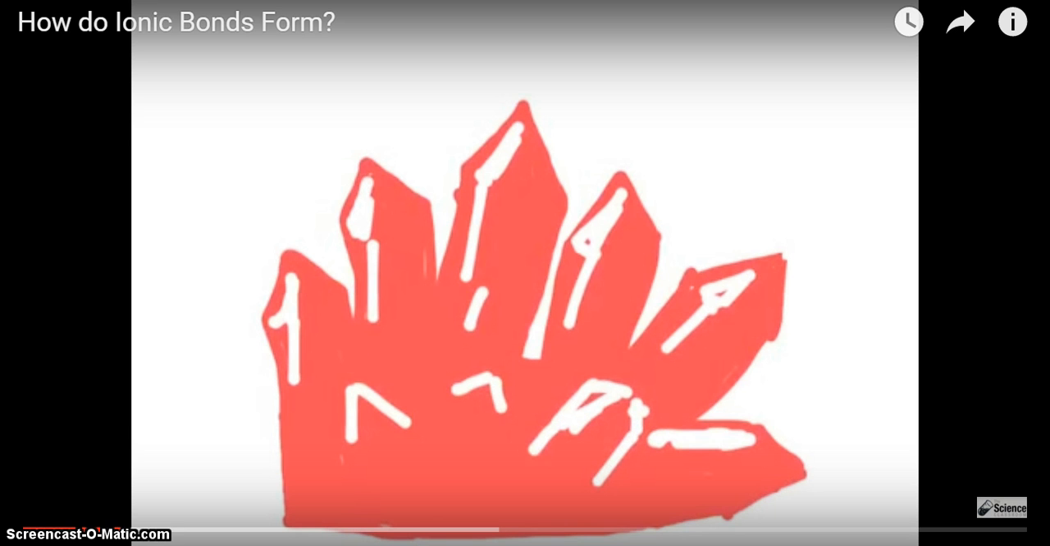Most ionic compounds are going to form a crystal. There are many types of crystals. Sodium chloride, also known as table salt, is going to form a crystal. Magnesium sulfate, which is also known as Epsom salt, will also form a crystal. And some even have really, really bright colors, even red and orange and blue.